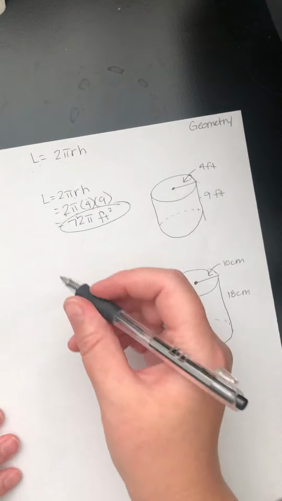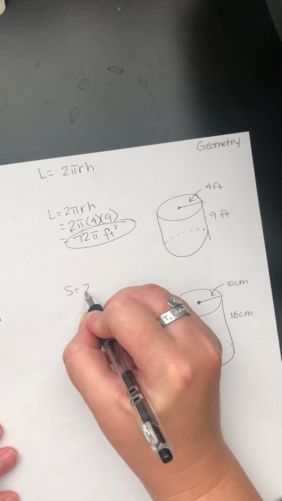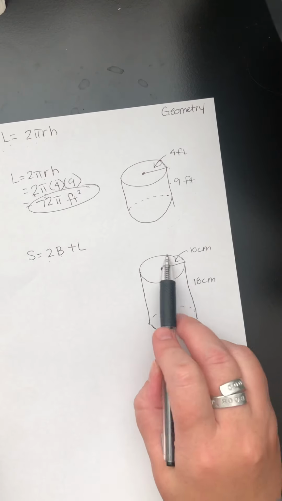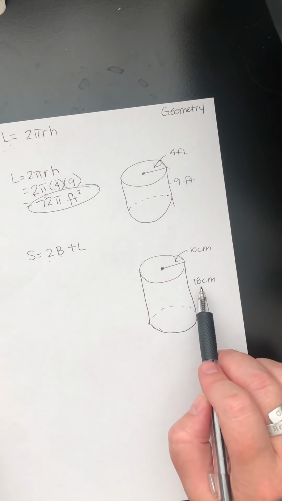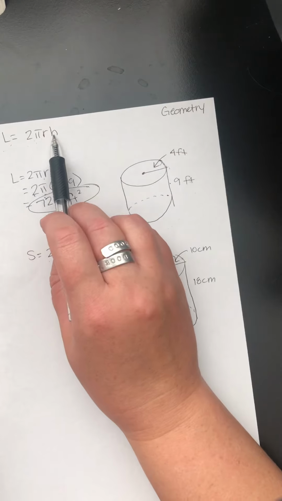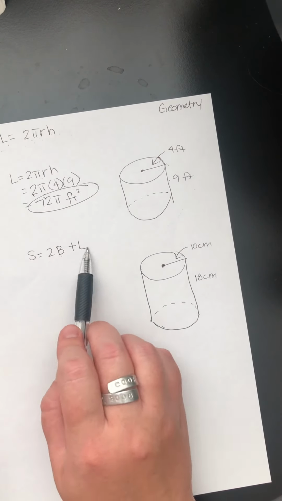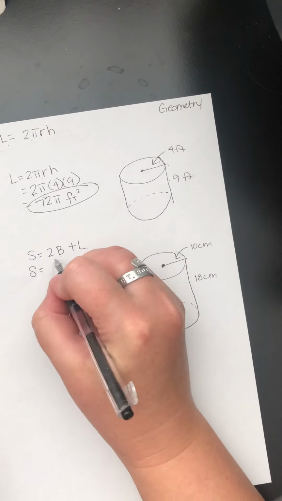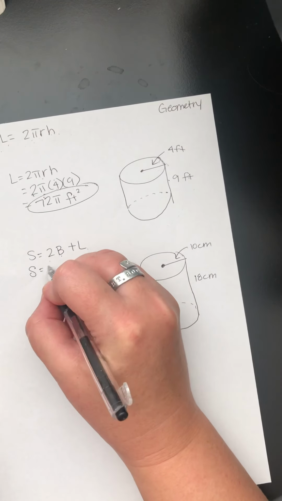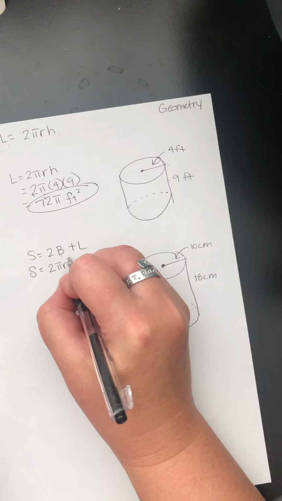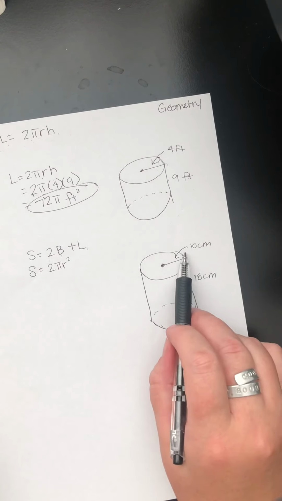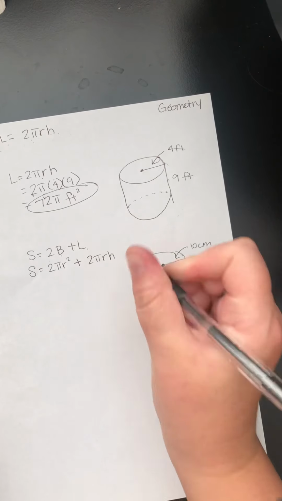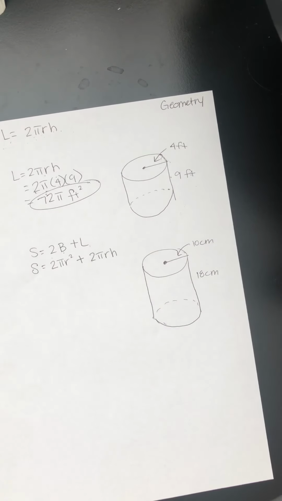Now the surface area is a little bit different. It's 2B plus L. 2 times the area of the base, this is the base, plus the lateral area, which is 2 pi rh. I'm going to replace the B and the L with formulas. So another way to write surface area, the area of the base is pi r squared. So 2 times the area of the base, which is pi r squared. That's how you find the area of a circle. Plus the lateral area, which is 2 pi rh. 2 pi times the radius times the height.